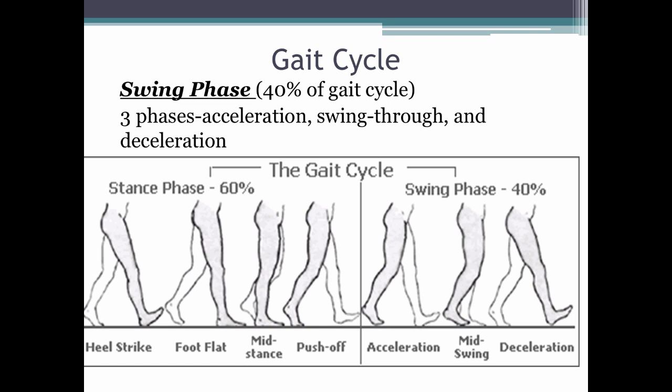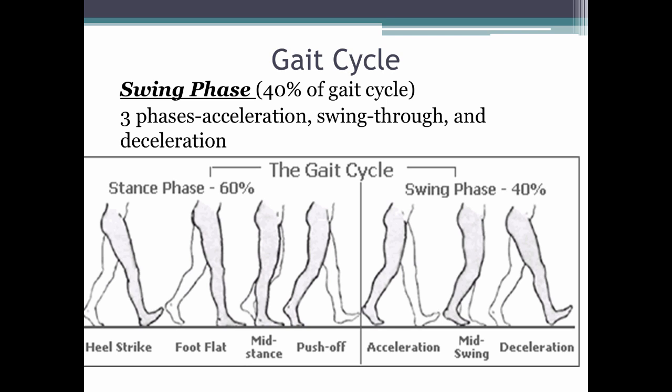Now the foot is dorsiflexed again. And you have to have that for clearance, because if your foot maintains that plantar flexed position, you're going to drag your toe on the ground and you're going to stumble and fall forward. And then you go from mid-swing to deceleration, and you see at the end of deceleration, the foot still has not touched the ground. As soon as it touches the ground, you're now into heel strike. So again, you see the foot is in a dorsiflexed position, getting ready to touch the ground.